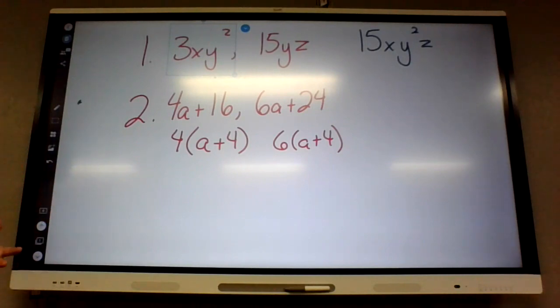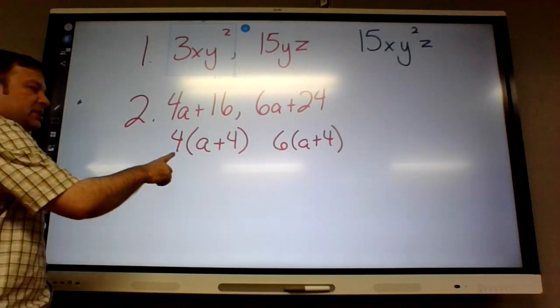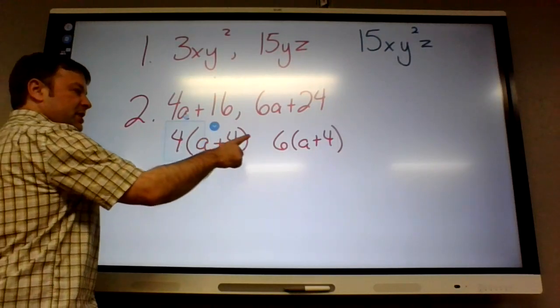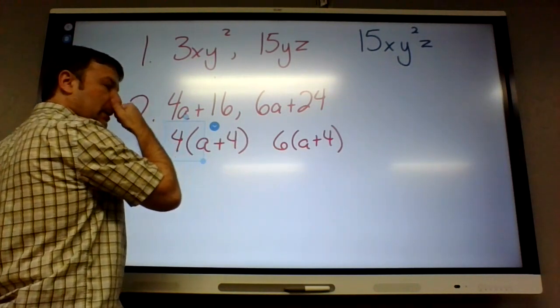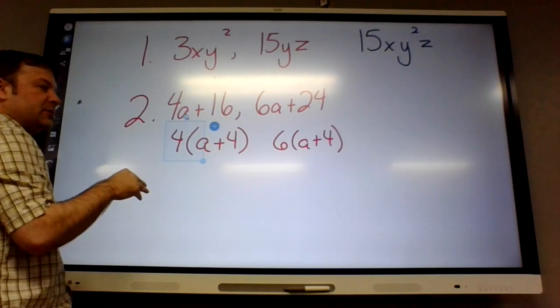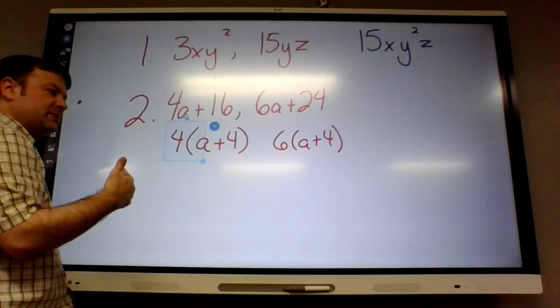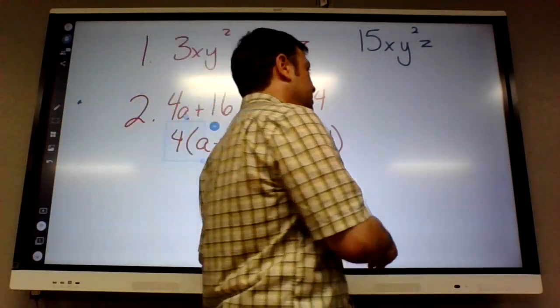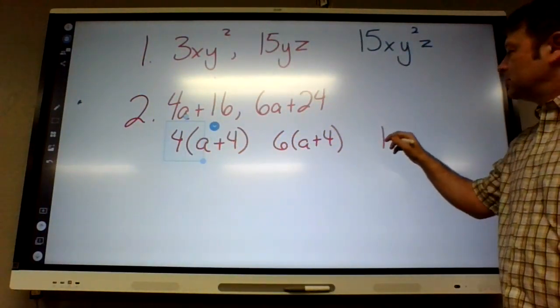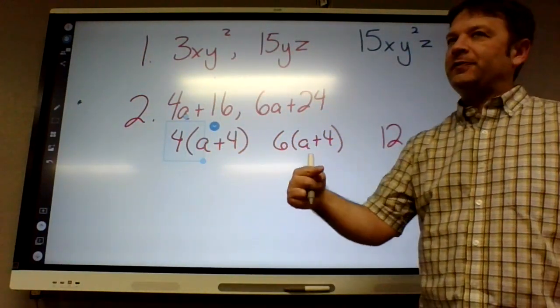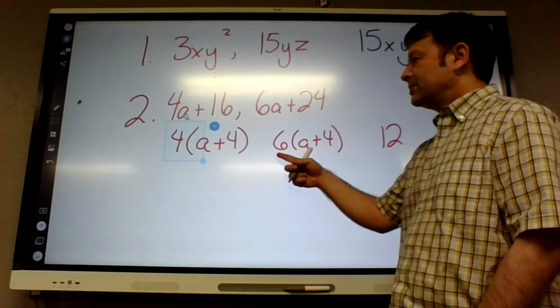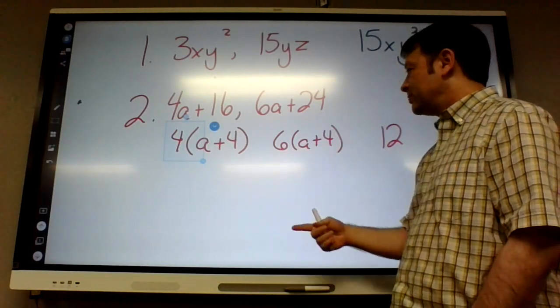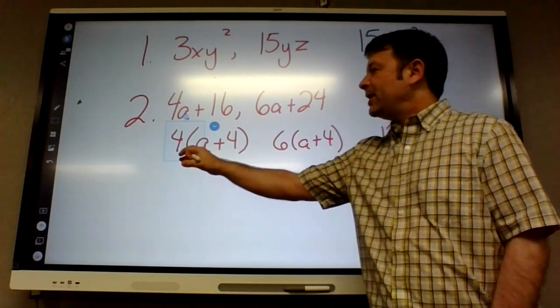After you factor, you can start asking what they have in common. What do these both go into? So you break it down. What's the smallest thing that 4 and 6 both go into? 12. They both go into 24, but the smallest thing they both go into is 12. 4 goes into 12. 4 does not go into 2, so 2 is not the right answer. 4 goes into 12. And then they both have an a plus 4.